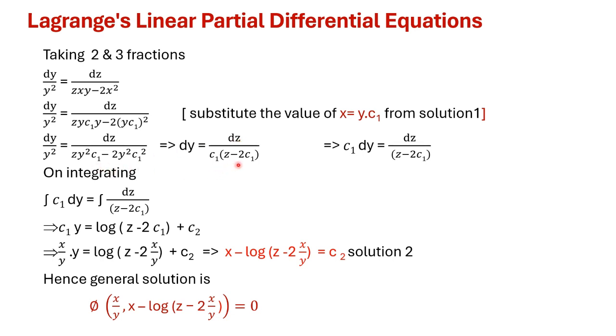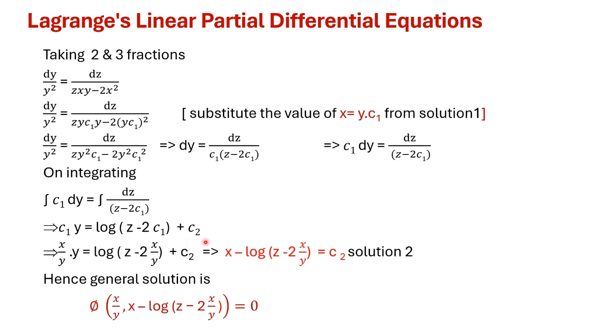Now we have to integrate this and we have to integrate this. When we integrate, this is constant and the integration of dy is y. And here the integration of 1 by z minus 2c1 is log z minus 2c1. Plus we have to have one integral constant. Here we'll have c2 as the integral constant. Now the value of c1 we have to put. C1 is equal to x by y.